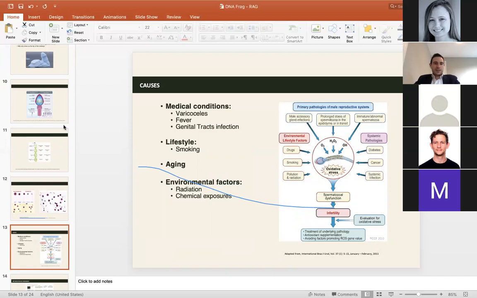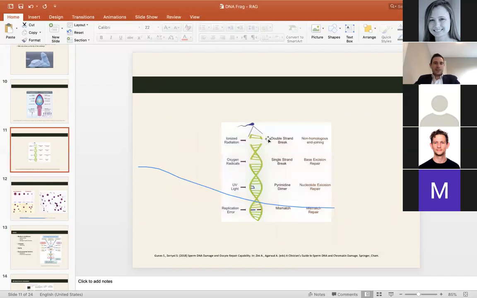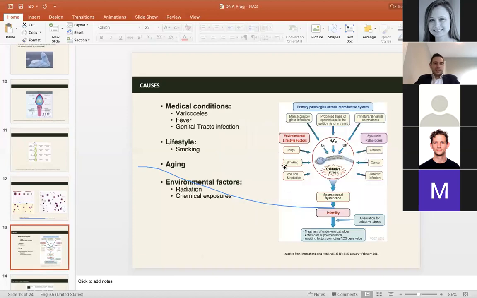These substances will cause breaks in the double-stranded and single-stranded DNA. So when these environmental and systemic factors occur, these substances will be more abundant. When they are more abundant, they will cause more oxidative stress, and then they will cause dysfunction in the sperm by breaking the DNA. I just wrote here some very common factors for increase in DNA fragmentation.